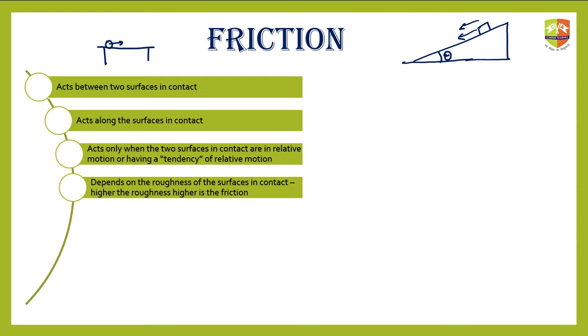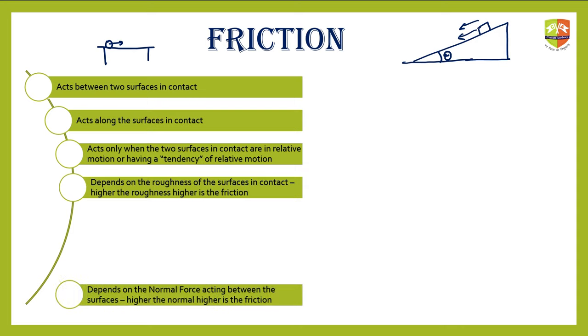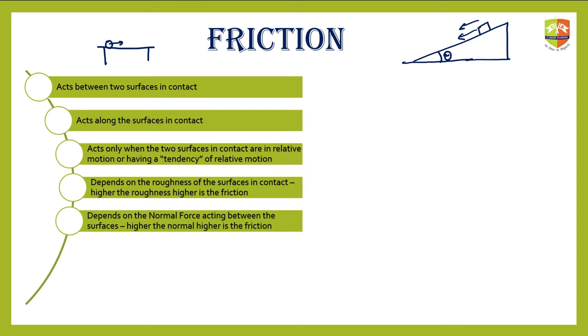Now, it depends on the roughness of the surfaces in contact. The higher the roughness, the higher the friction. You know that, right? You'd have seen carpenters using sandpaper. Different sandpapers are there with different coarseness. So the more rough the surface, the harder friction it will be applying on the surface on which the sandpaper is applied. Okay. Now, it also depends on the normal force acting between the surfaces, right? So the higher the normal force between the surfaces, the higher will be the friction.